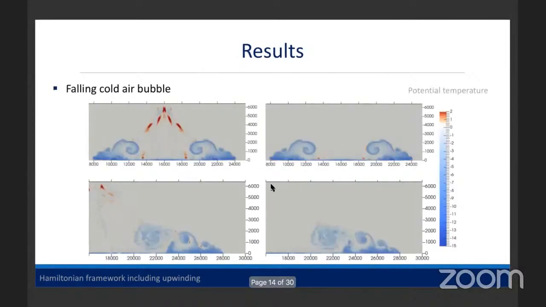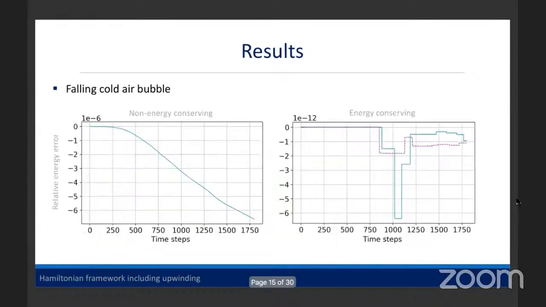So we can have a look at if that works. So that's the same test case again, this falling bubble that then floats along the ground. And the left column is without upwind stabilization, and the right column is with stabilization. And we find that, as expected, these unphysical oscillations largely disappear. So that's nice. And we also still conserve energy.